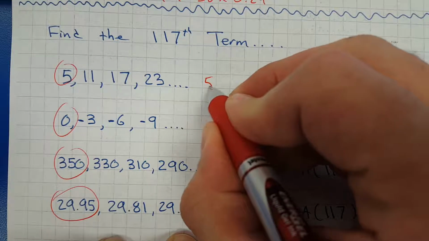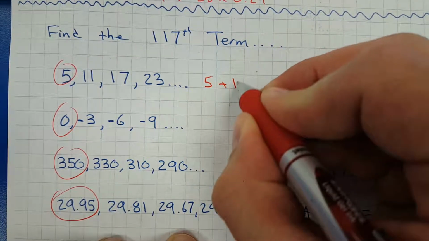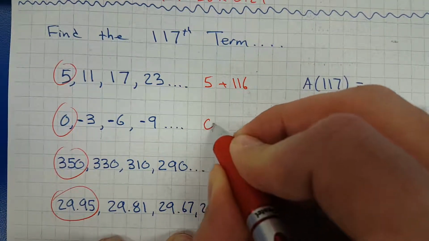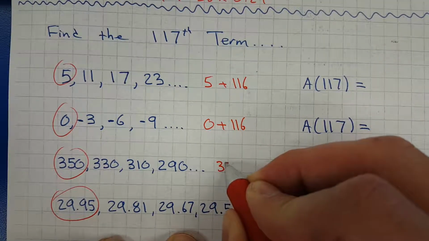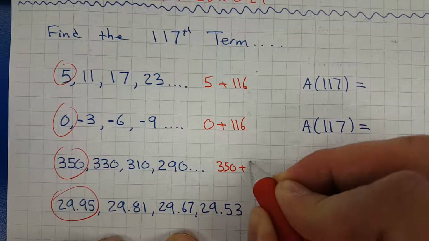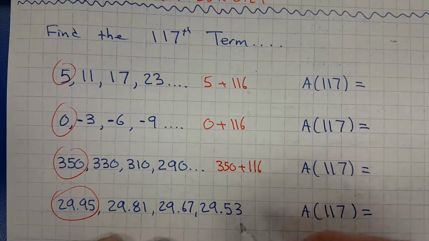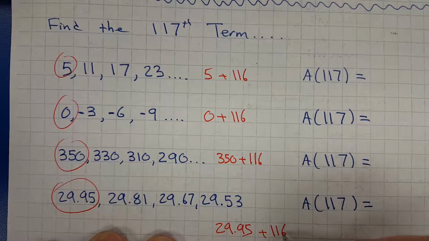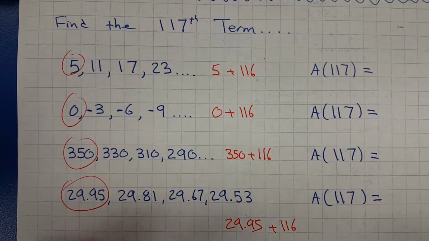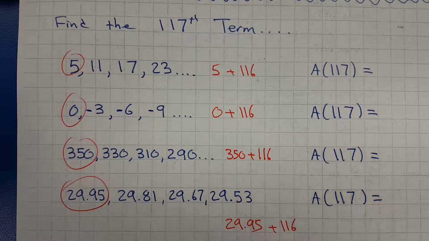Watch this. I'm going to set these all up. Start at 5 plus 116 jumps. Start at 0 plus 116 jumps. Start at 350 plus 116 jumps. Start at, what is this weird number here? 29.95 plus 116 jumps. I mean, look at that. That's beautiful. That makes this stuff ridiculously easy.